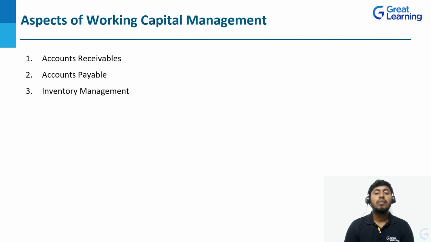And the last one, inventory management. All the production activities, sales, or marketing, everything depends on this inventory management. How well the company manages the inventory in the organization determines how easily they can reach all the other activities in an organization. So these three are the aspects or elements of working capital management.